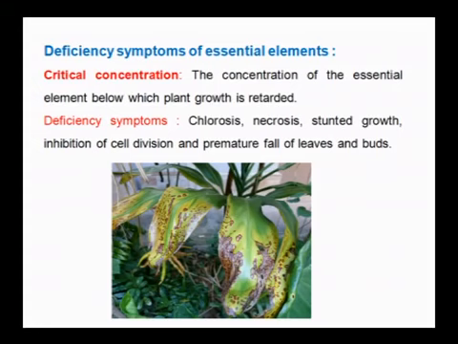Deficiency symptoms. If nutrient deficiency takes place in plants, it causes symptoms or abnormalities like chlorosis, that is death of chlorophyll pigment. Necrosis is death of tissue. Stunted growth, where growth becomes reduced. Inhibition of cell division, stoppage of cell division, and premature fall of leaves and buds.